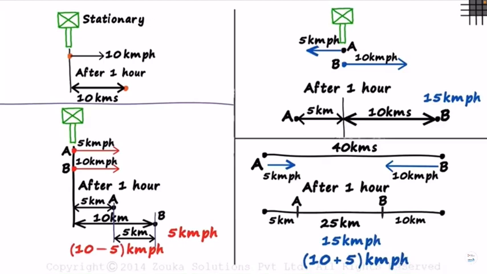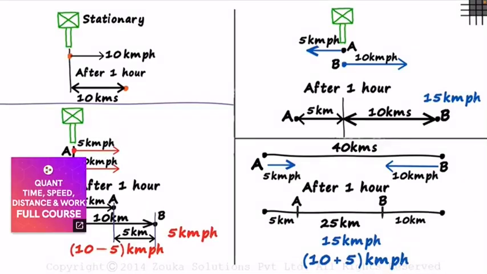So if two things start at the same time and move in the same direction, the relative speed will be the difference of the individual speeds, 10 minus 5, which is 5 kilometers per hour. And if they start at the same time and move in the opposite directions, the relative speed will be the sum of the individual speeds. In the next few sessions, we will look at examples based on the concept of relative speed.